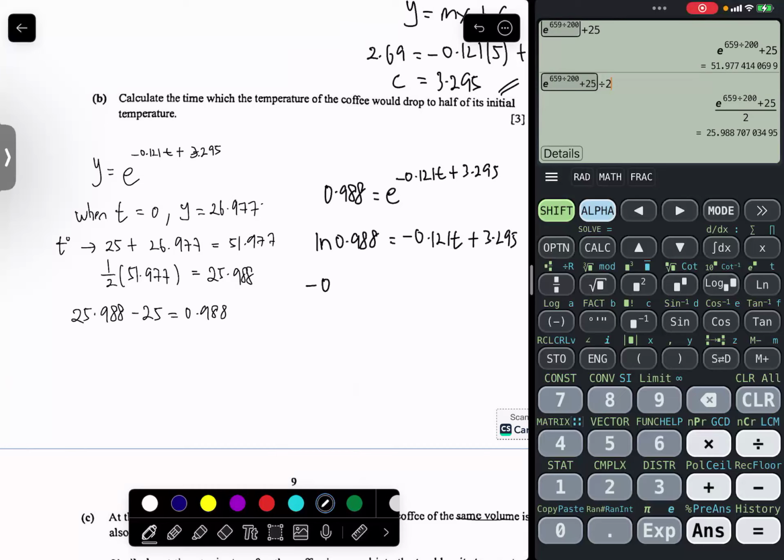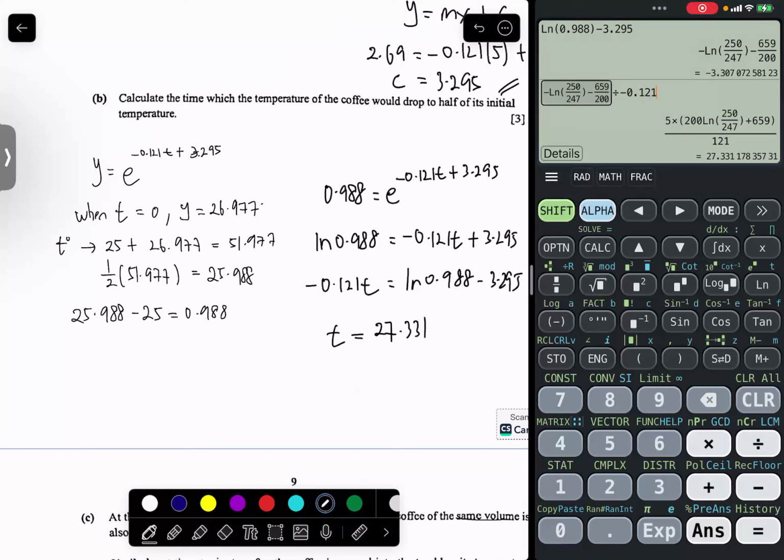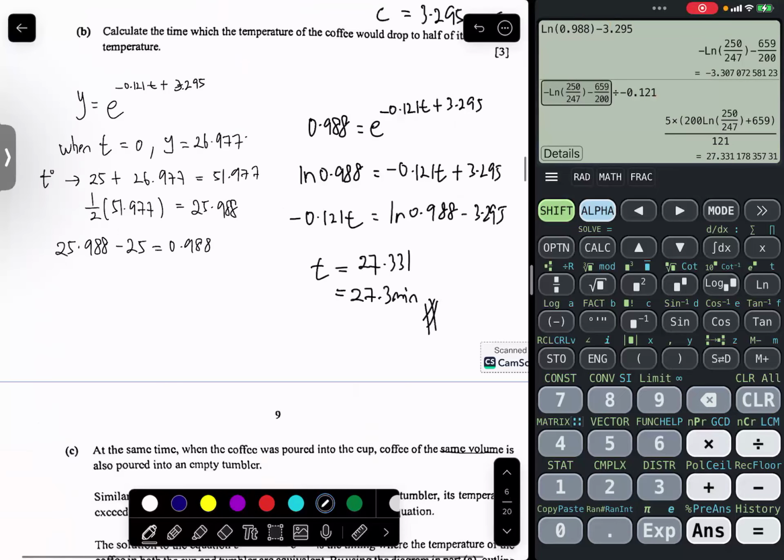Okay, so negative 0.121t equals ln 0.988 minus 3.295. t equals ln 0.988 minus 3.295, divided by negative 0.121. Okay, 27.331. So 27.3 minutes. Okay, it is t minutes, right? Yeah. Okay.